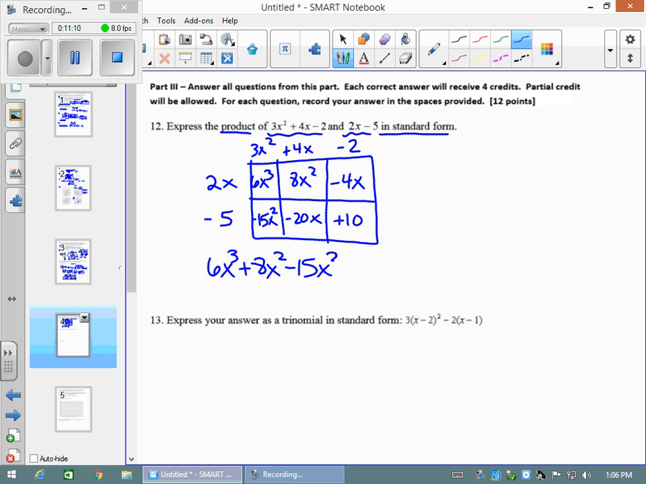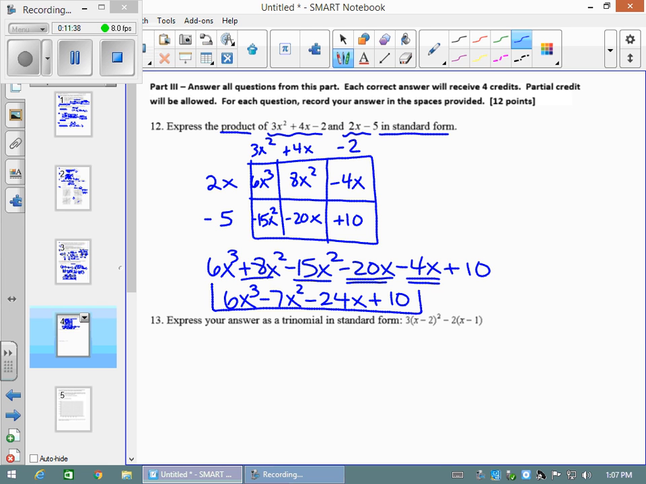Now I'm going to look to see if I have any like terms I can combine. So I see I have a positive 8x squared and a negative 15x squared. There is no like term with the x cubed, so I'm just going to rewrite 6x cubed minus 7x squared is what I get when I combine those first like terms. Then I have minus 20x and minus 4x is going to give me minus 24x, plus 10 is my only constant, so that is also the simplest form.